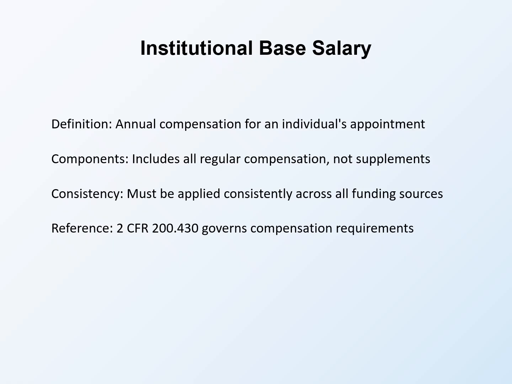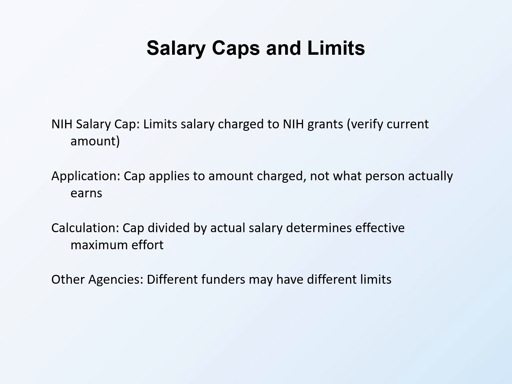This regulation establishes standards for compensation reasonableness, IBS determination, and effort documentation. Review this regulation and your institution's implementing policies before preparing personnel budgets. Some federal agencies impose salary caps limiting the compensation rate that can be charged to their grants. Understanding these caps is essential for accurate budgeting on affected awards.